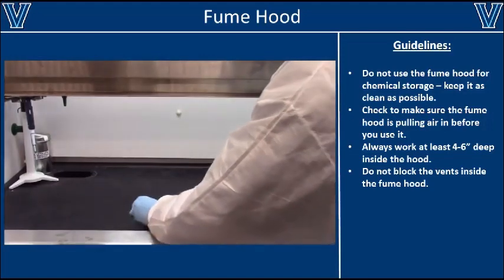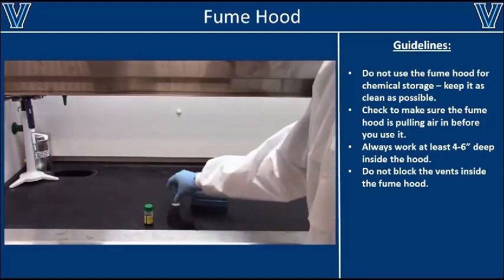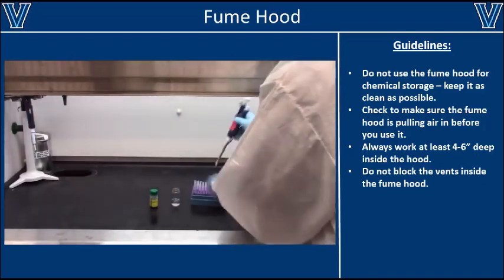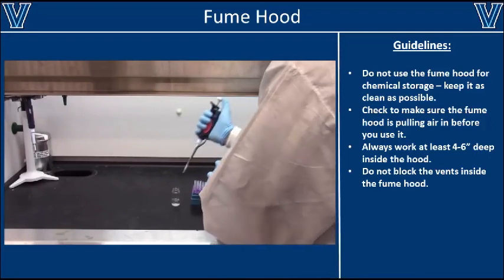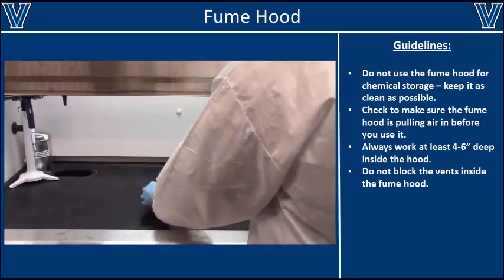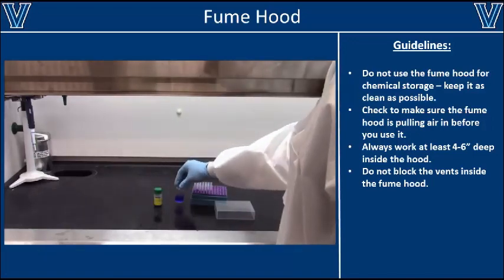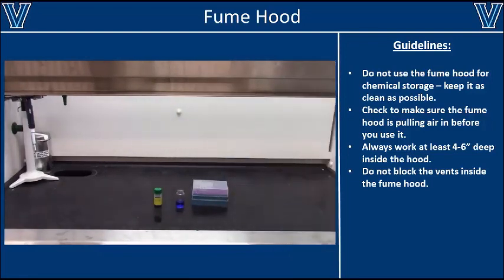When performing experiments in the fume hood, you should always work at least 6 inches deep. This will prevent any vapors from accidentally escaping from the fume hood. In addition, you should always keep the fume hood as clean and empty as possible. This will prevent hazardous chemicals from cross-reacting with one another, and it will ensure that the vents that you can see in the back of the fume hood here will remain unblocked and working properly. Remember, if these vents become blocked, the fume hood may lose suction and hazardous vapors may escape into the lab. So, to review, before working in the fume hood, always check the airflow of the hood. You should also work 6 inches deep at all times and try not to block any of the vents inside of the fume hood.